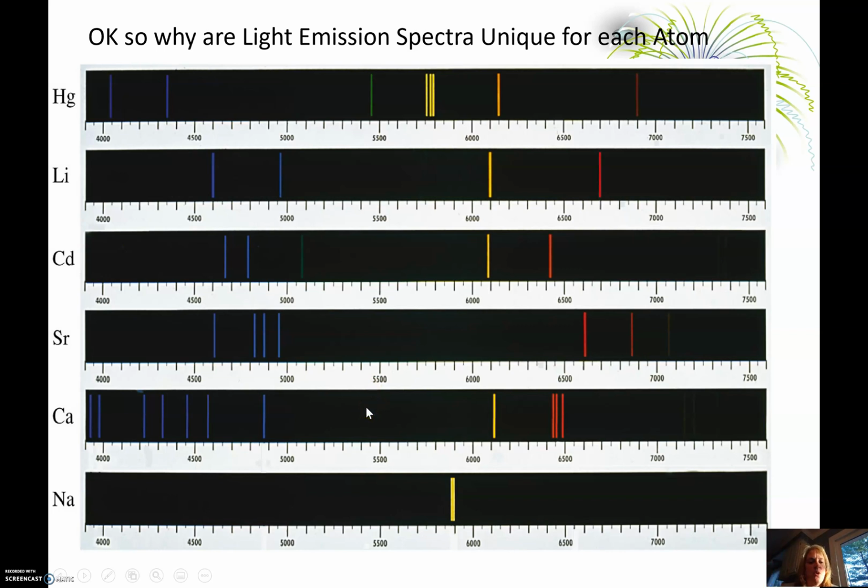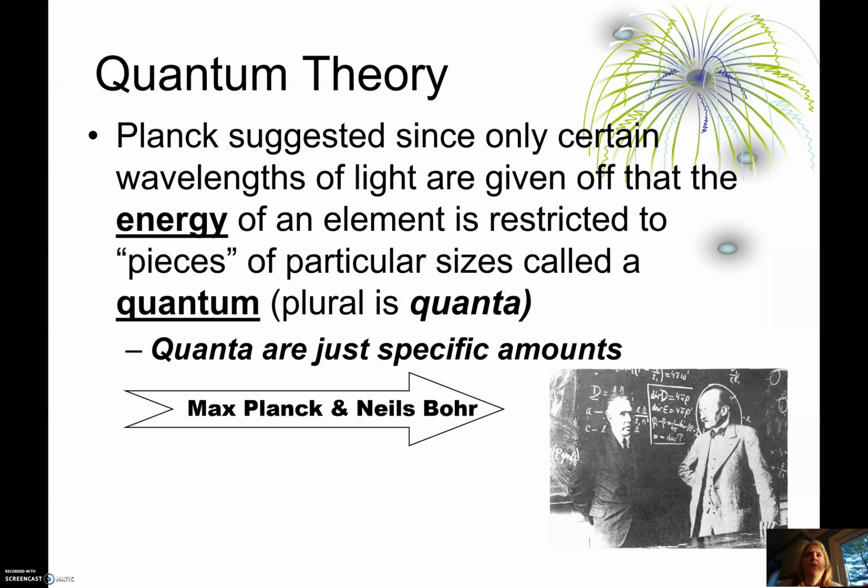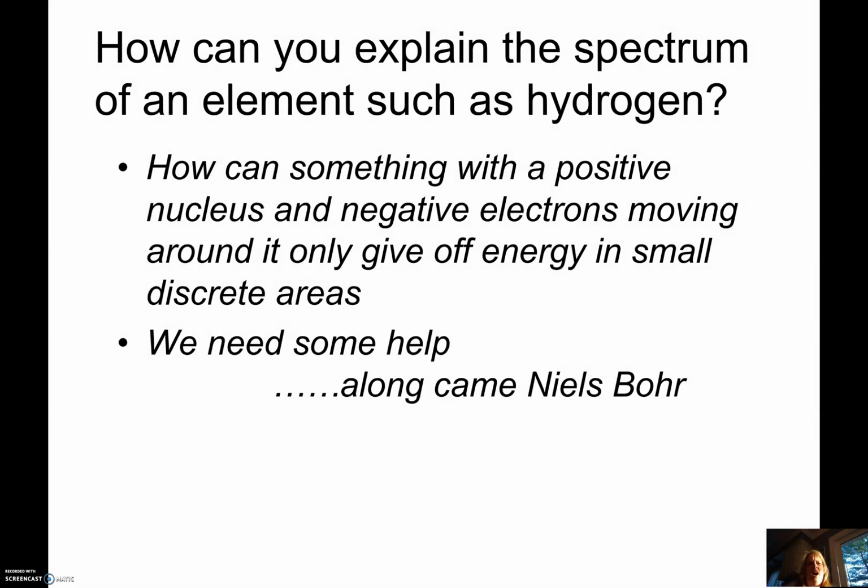So Max Planck was like, okay, if only specific wavelengths of light are given off by certain elements when we burn them or put energy into them, that means that elements must be restricted to certain packets of energy, certain pieces. And he called those pieces quantum. So quantum, they're just like a specific amount of energy. It's a fancy term, but that's really all that means. It's just a specific amount of energy, and that each element has its own energy profile. He wasn't all that comfortable with it, but because, how do you explain this? Like, you have a positive nucleus with these electrons moving around them, and they have specific amounts of energy.